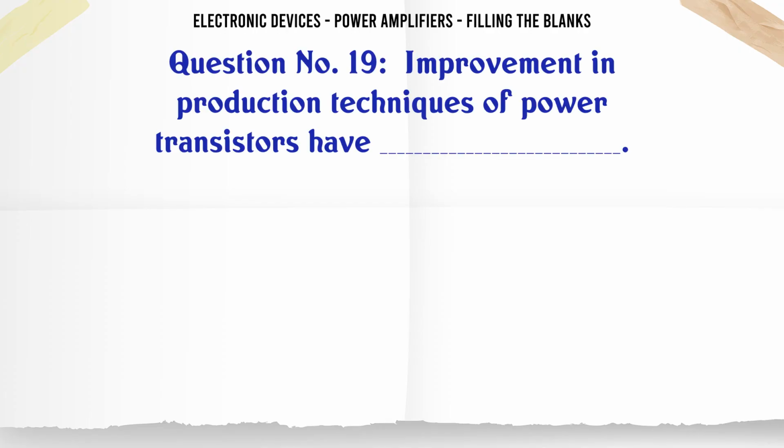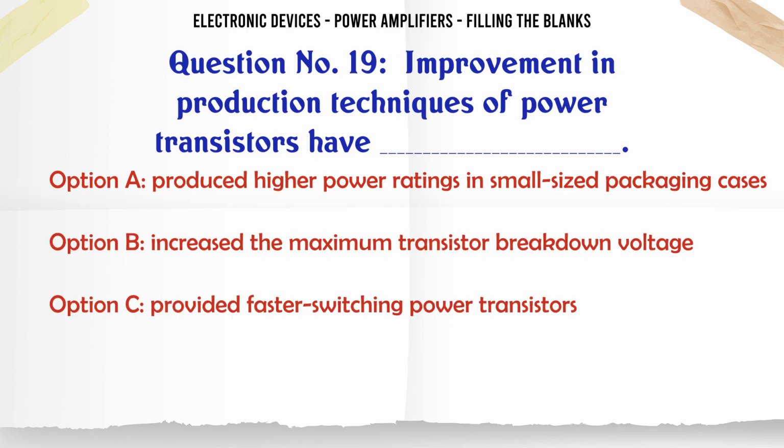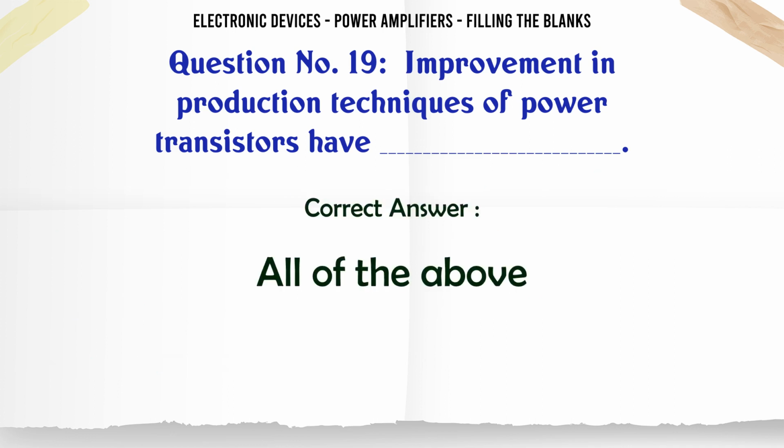Improvement in production techniques of power transistors have: A: produced higher power ratings in small-sized packaging cases, B: increased the maximum transistor breakdown voltage, C: provided faster switching power transistors, D: all of the above. The correct answer is all of the above.